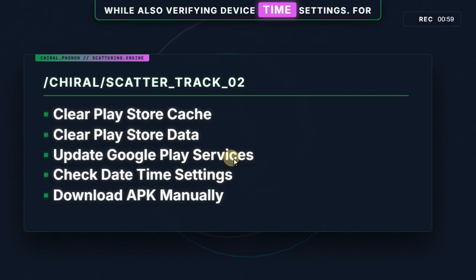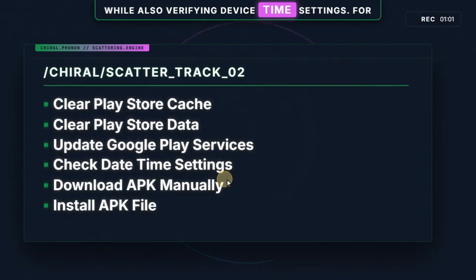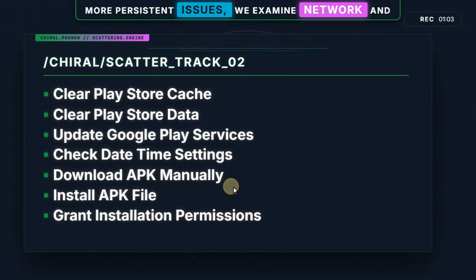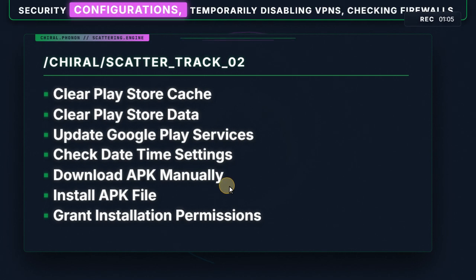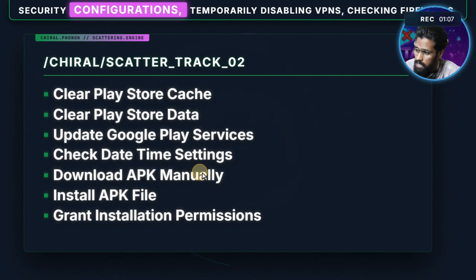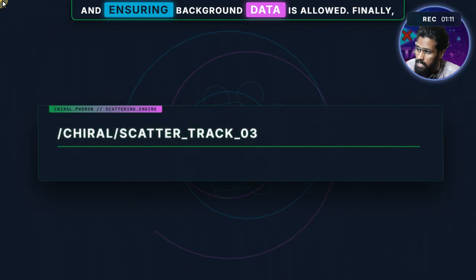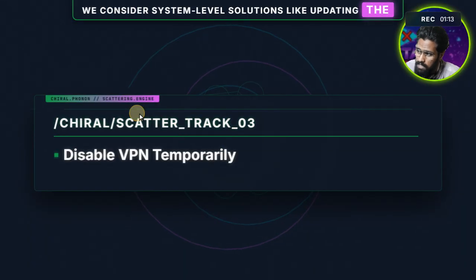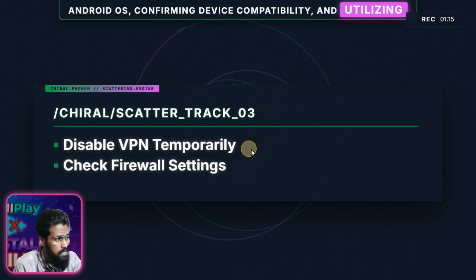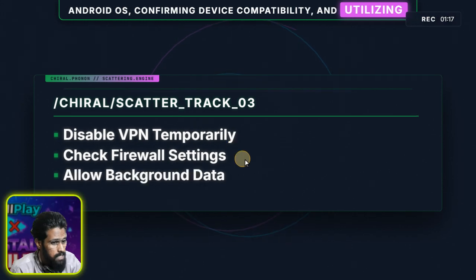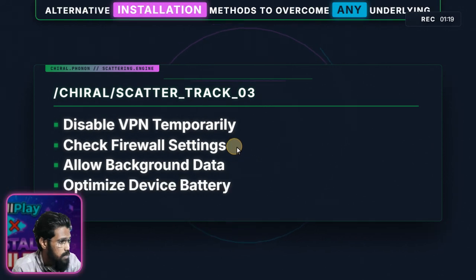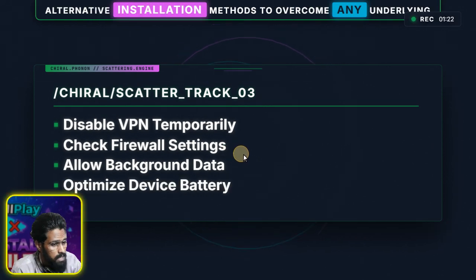For more persistent issues, we examine network and security configurations, temporarily disabling VPNs, checking firewalls, and ensuring background data is allowed. Finally, we consider system-level solutions like updating the Android OS, confirming device compatibility, and utilizing alternative installation methods to overcome any underlying system conflicts.